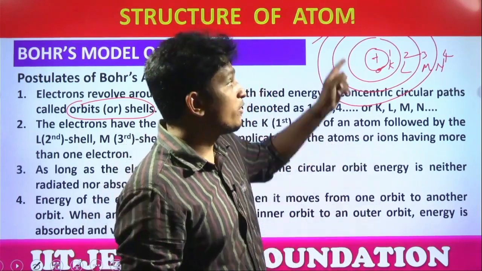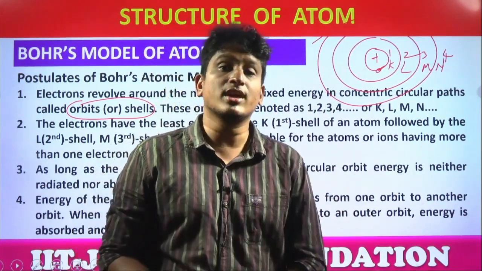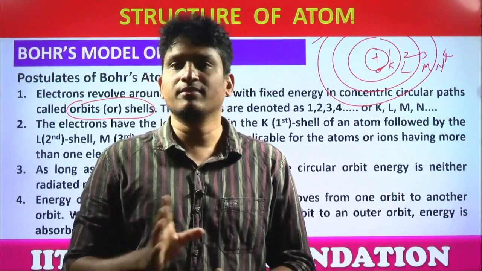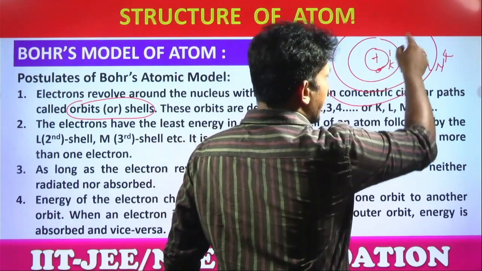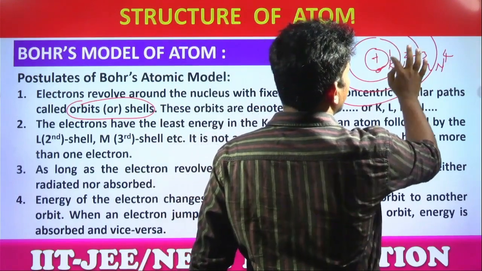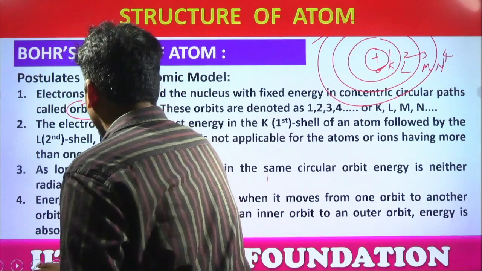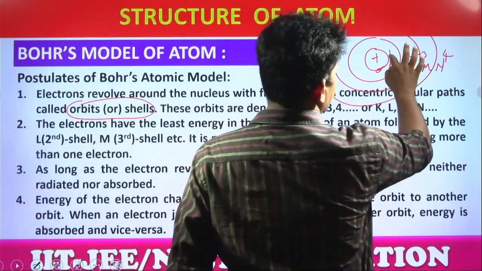But if you provide an external source of energy, sir, how can we provide an external source of energy? By heating, by electricity, by sunlight. Yes or no? These electrons gain energy. They can jump to the higher energy levels also, students. These electrons get excited to the higher level.